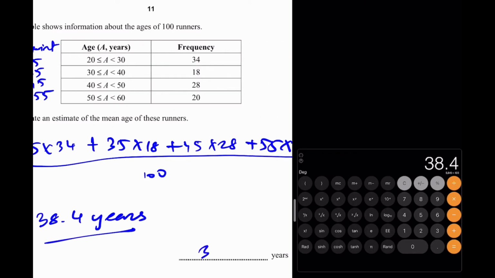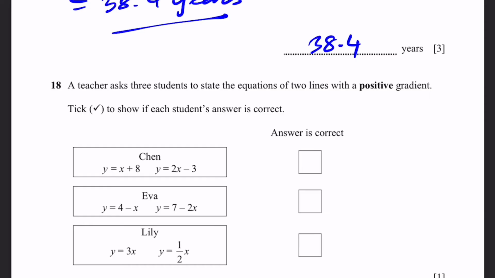That's our answer. Now let's go to question 18. A teacher asked 3 students to write the equations of 2 lines with a positive gradient. Tick to show if each student's answer is correct.